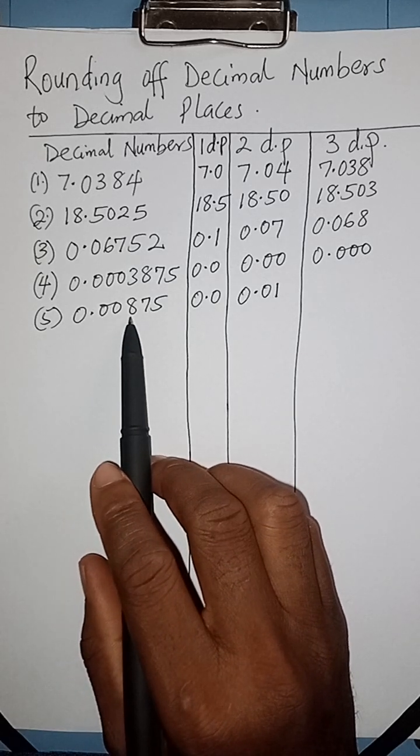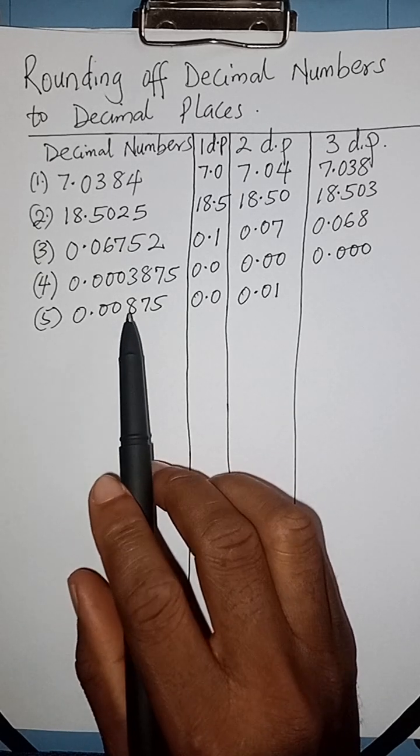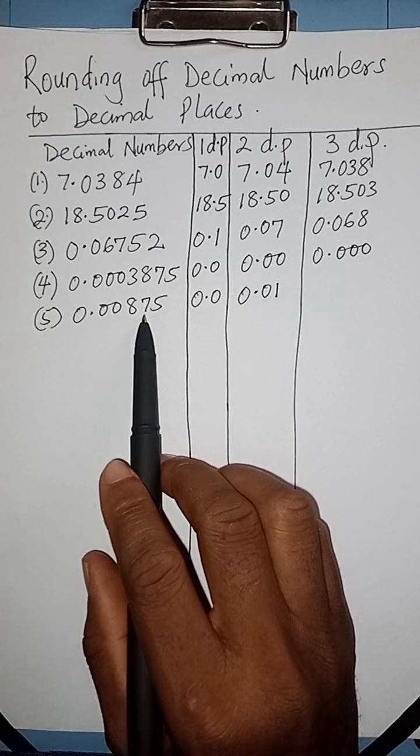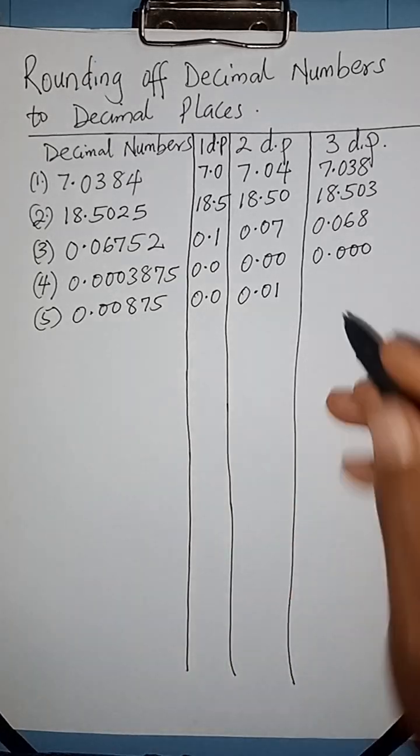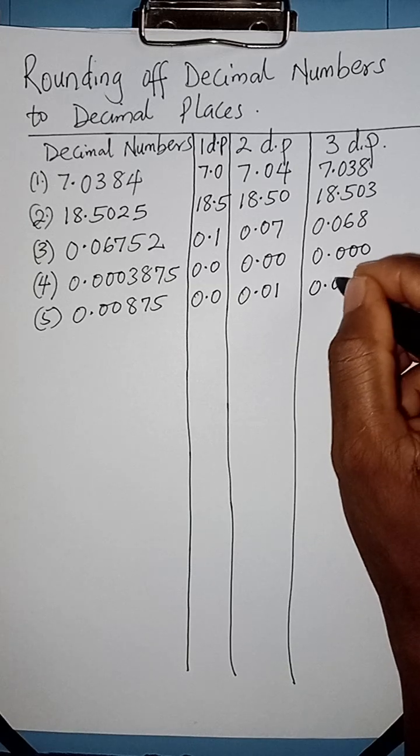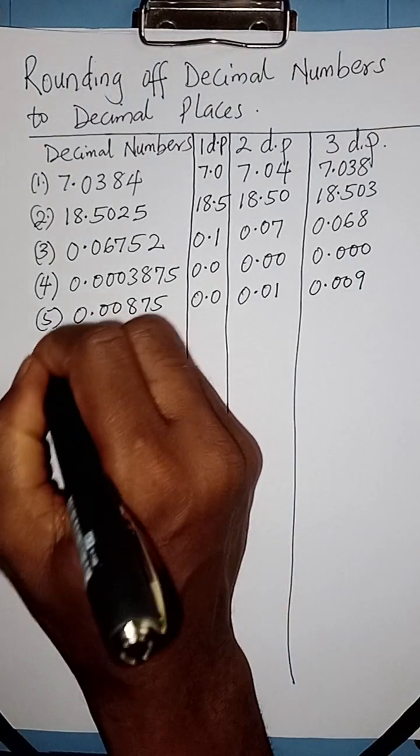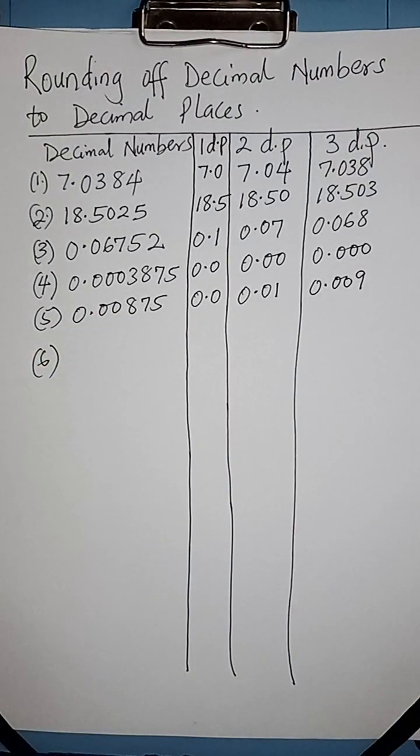To three decimal places, it will be 0.008. Now, before I write this 8, I'll check the digit after 8. It's 7. It means I'm rounding up. Add 1 to 8. So it becomes 0.009.